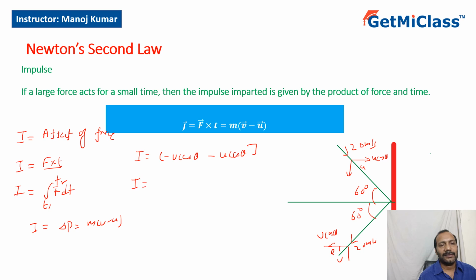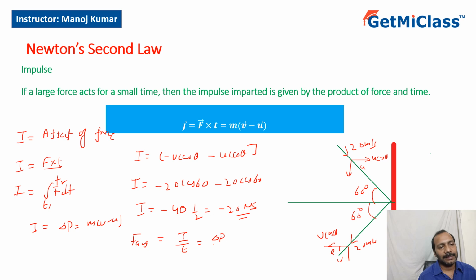So the impulse of the body which is striking the wall is minus v cos theta minus 20 cos 60, minus 20 cos 60. So how much will that be equal to? Twice, that is minus 40 cos 60, cos 60 is 1 by 2, that is minus 20 Newton second. So in this way we can find impulse. Now if force is asked, then they'll give you time. Then average force would be impulse by time, that is delta P by t. So in this way we can find average force also.